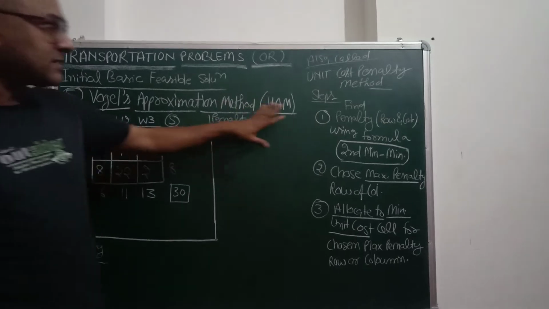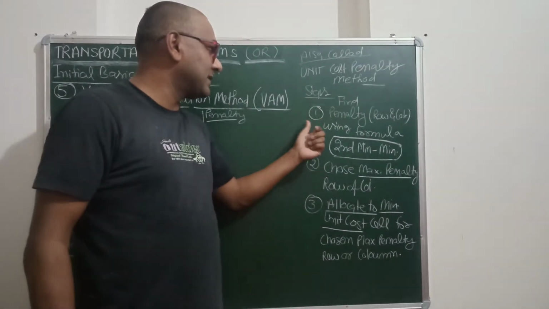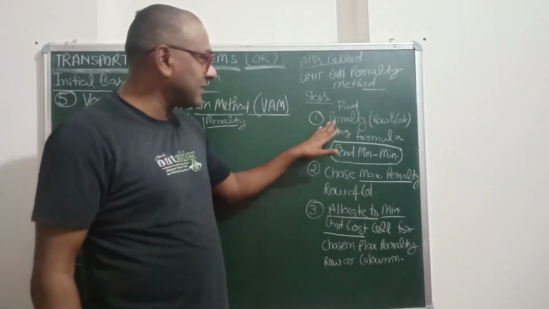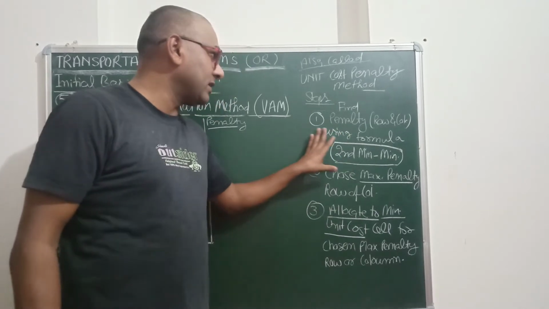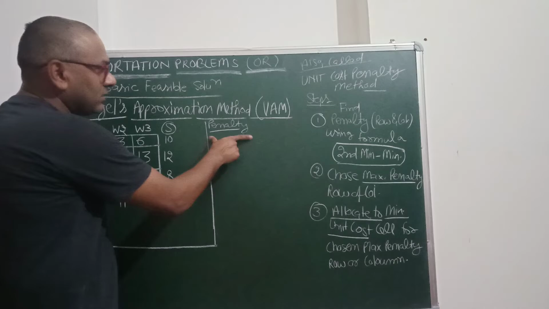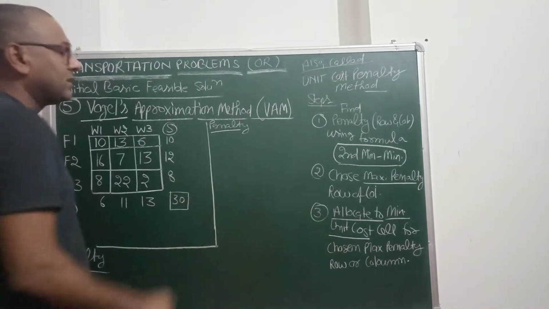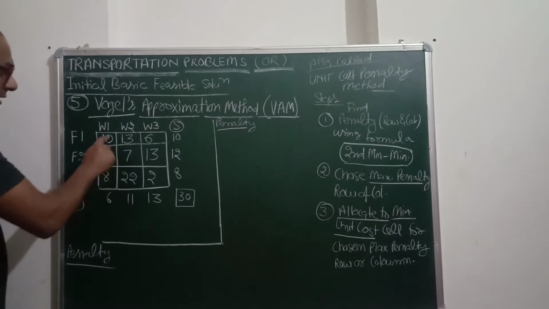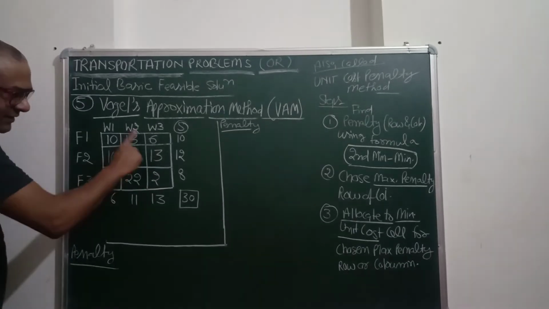So the different steps which are utilized here have been written here, and I will explain all these when they will be used in the question. So the first step is we have to find the penalty. Okay, how can we find the penalty? We have to find the penalty for each row and for each column.